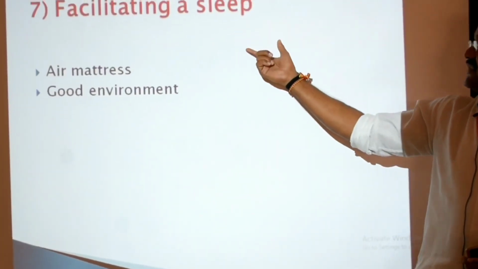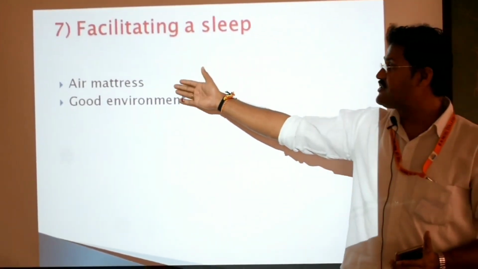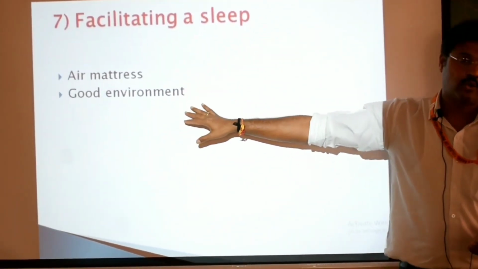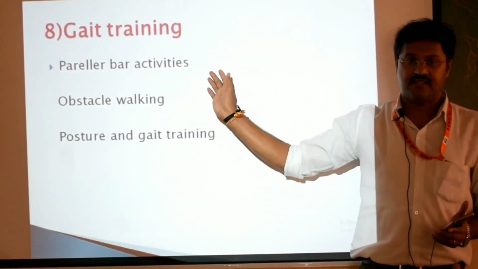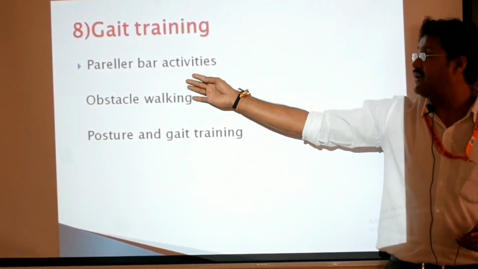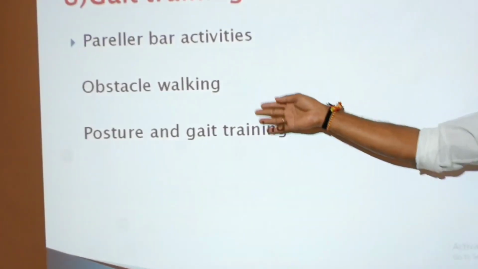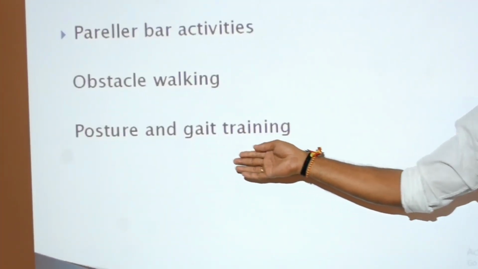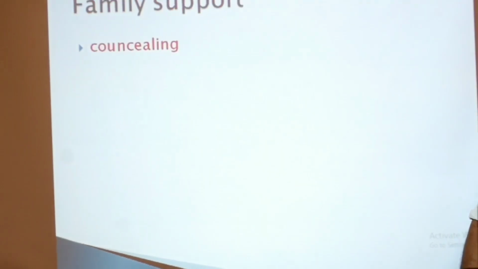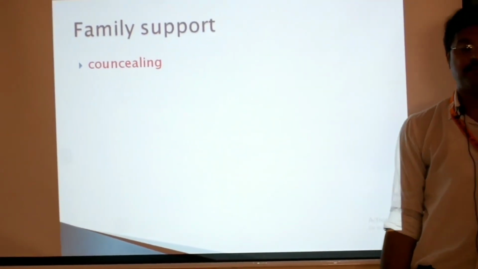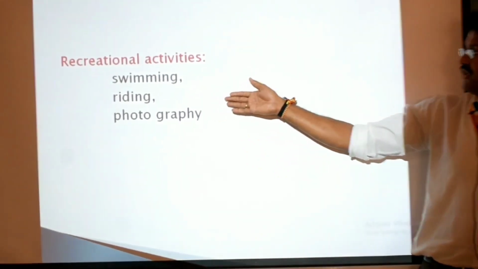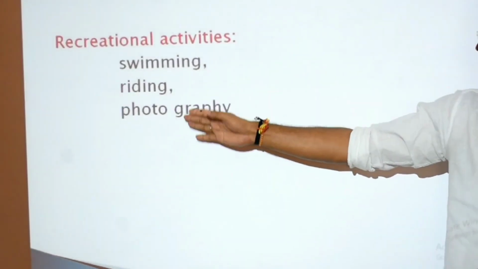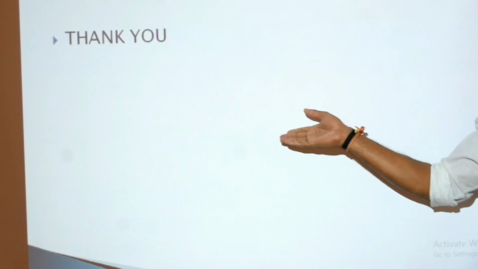Another is facilitating sleep. It is very important. That's why we use air mattresses and a good environment. Now it is gait training. First, if muscles are weak, use parallel bar activities, then obstacle walking, and lastly posture and gait training independently. Now family support, counseling of the patient and his relatives, is another important point, along with recreational activities like swimming, riding and photography.